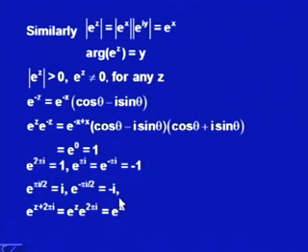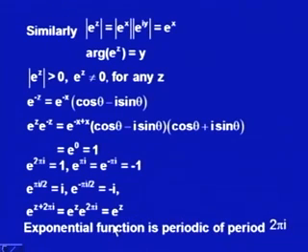Further, e to the z plus 2 pi i is equal to e raised to power z multiplied by e to the 2 pi i, and since we have already proved e to the 2 pi i to be 1, I can say e to the z plus 2 pi i is equal to e to the z. From here one can notice that the exponential function is a periodic function of period 2 pi i. This period is imaginary, so in this sense the exponential function is periodic.